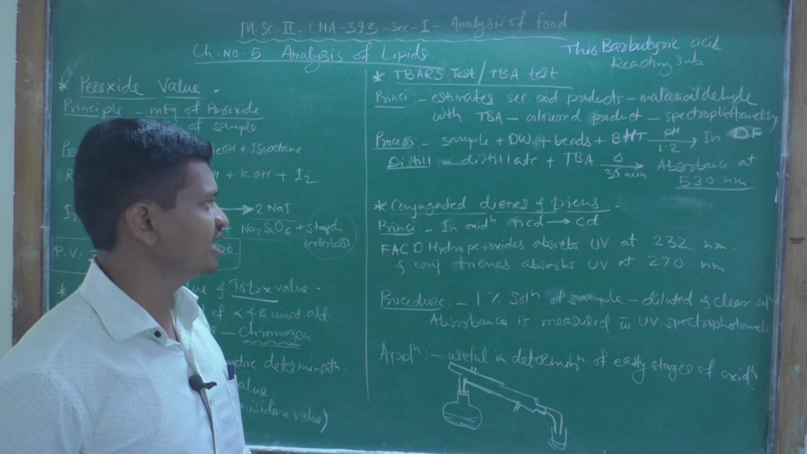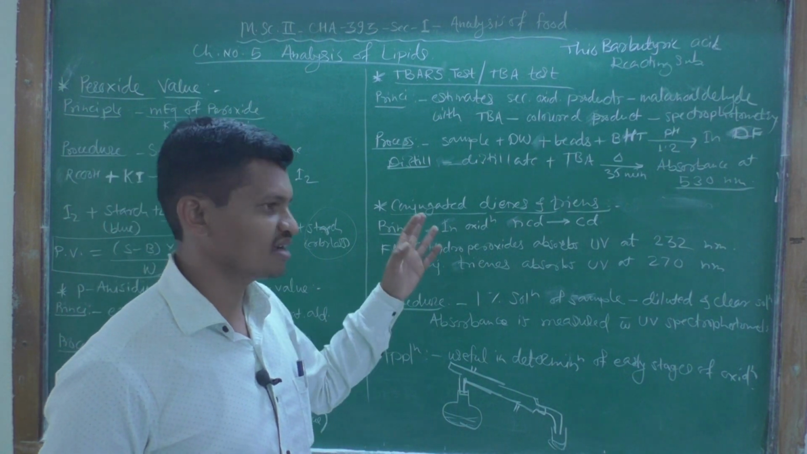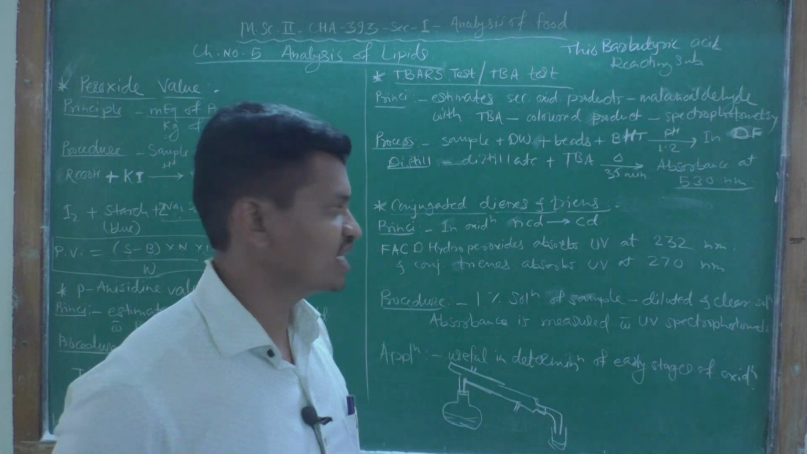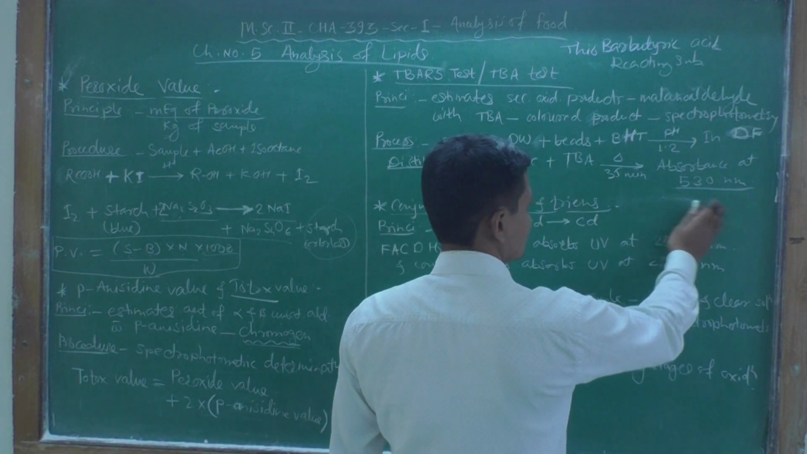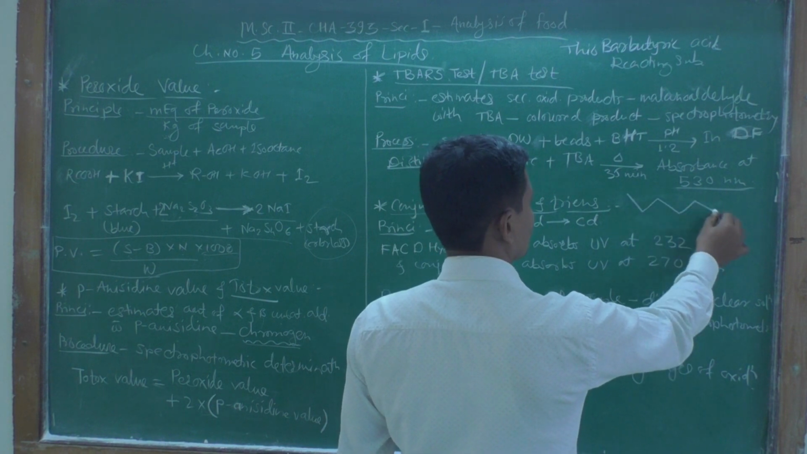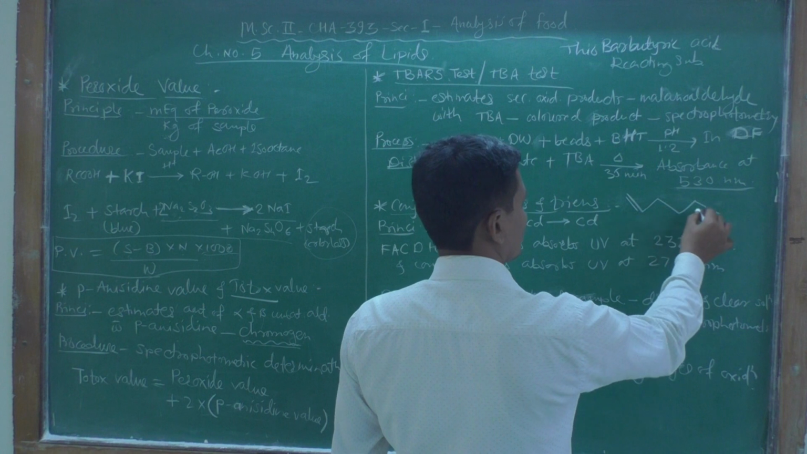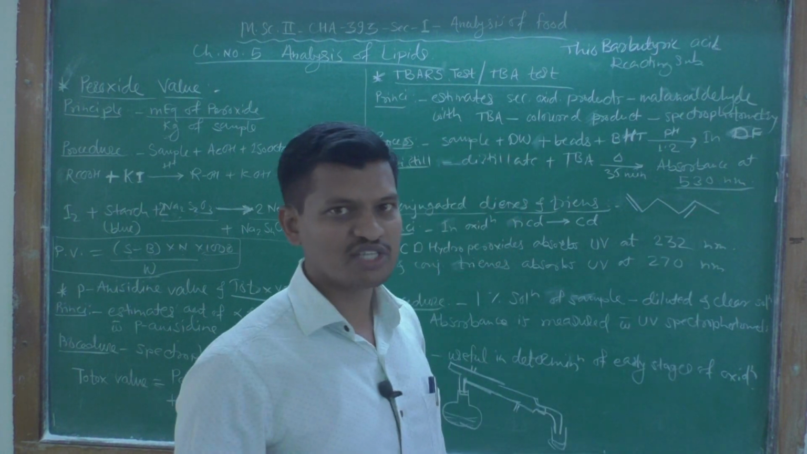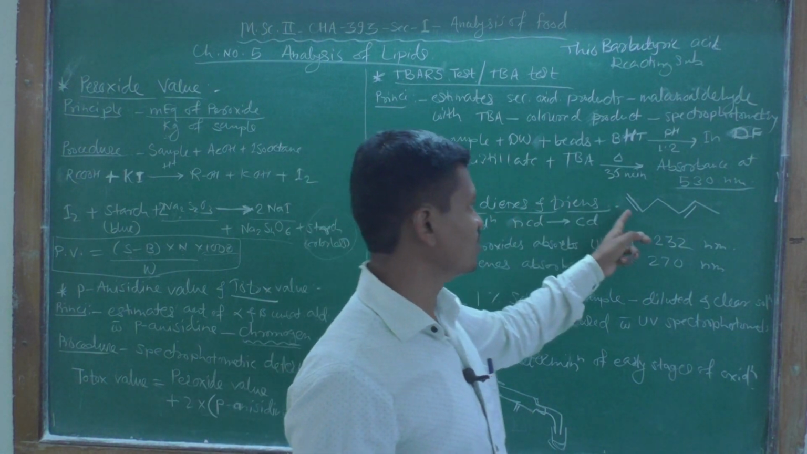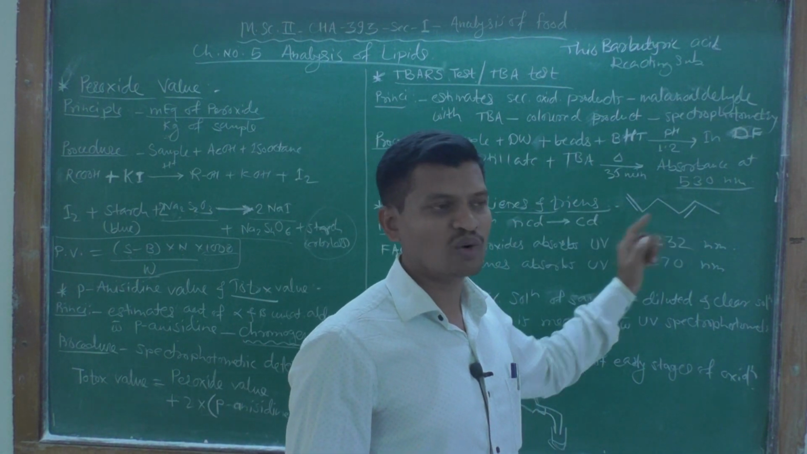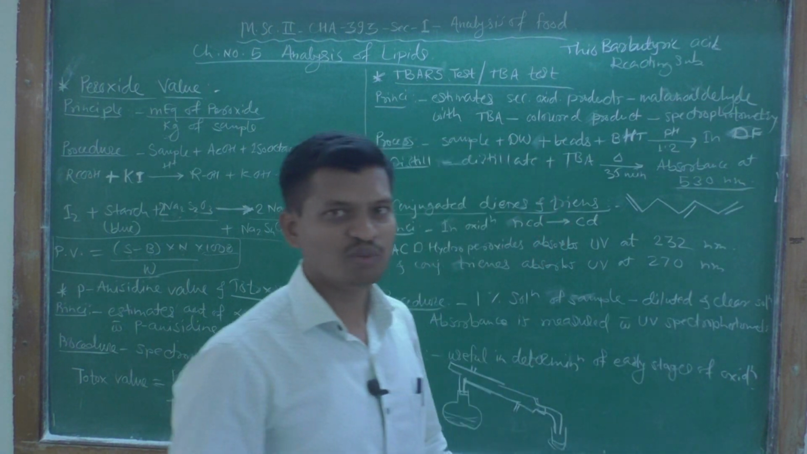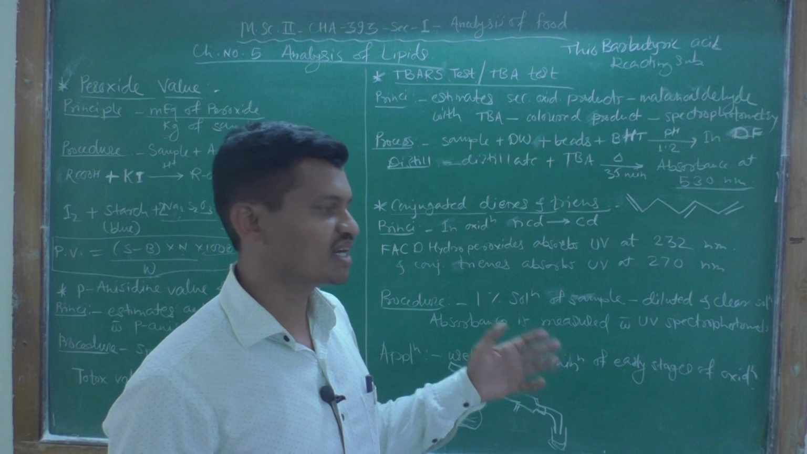Now the next type of analysis in lipid samples is conjugated dienes and trienes. We know what dienes are. When a compound has two carbon-carbon double bonds present, di means two, and ene means carbon-carbon double bond. If three double bonds are present, then we call those compounds trienes.